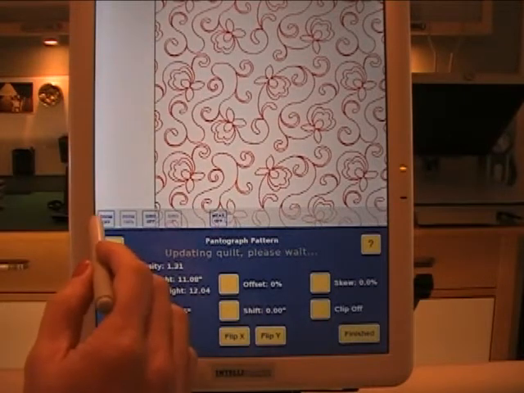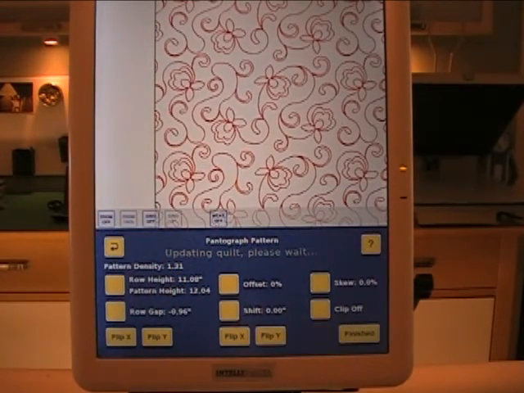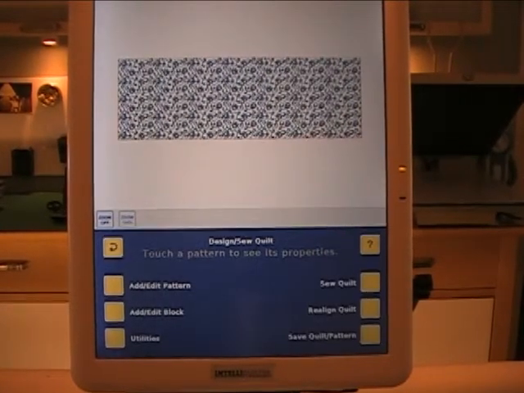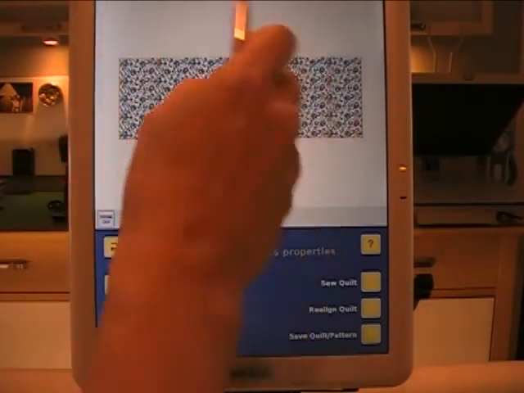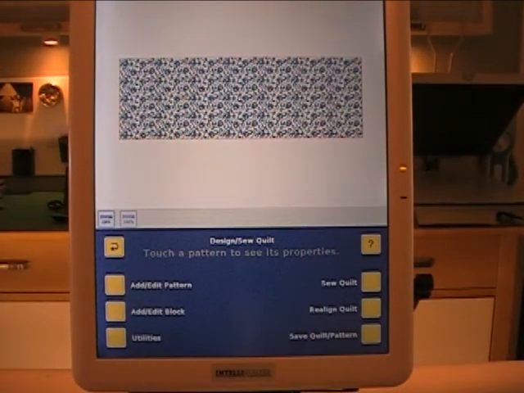Now let me zoom back, full zoom. It's updating. I think what Penny was trying to do was bring in a block on another pattern or another screen. She was adding a block so she could then block out her quilt, which is a good idea. I'm not criticizing you, Penny. That's a really good idea.